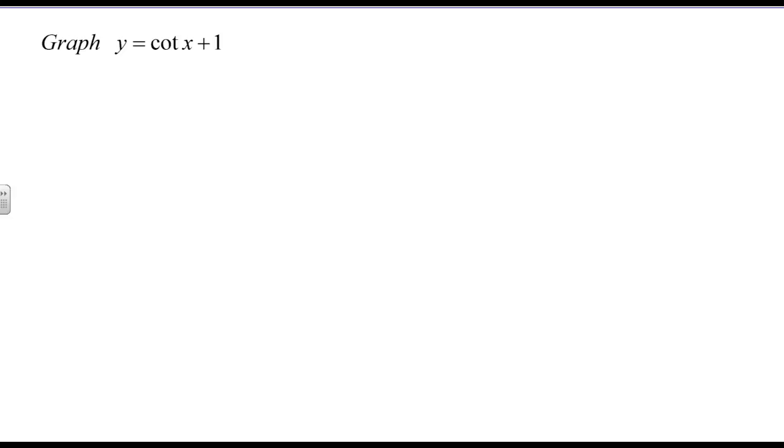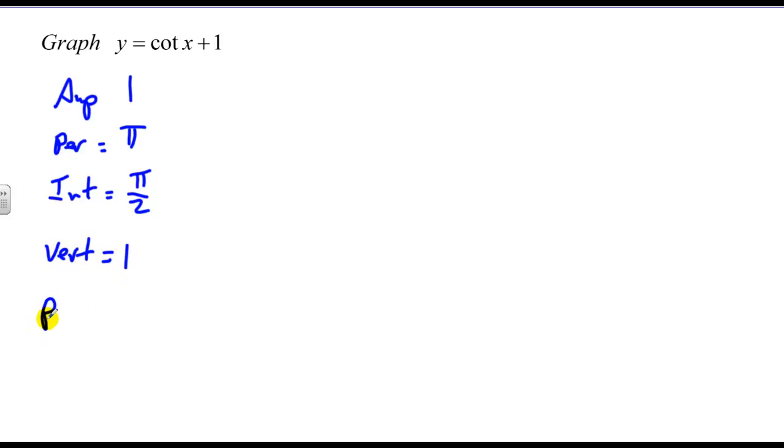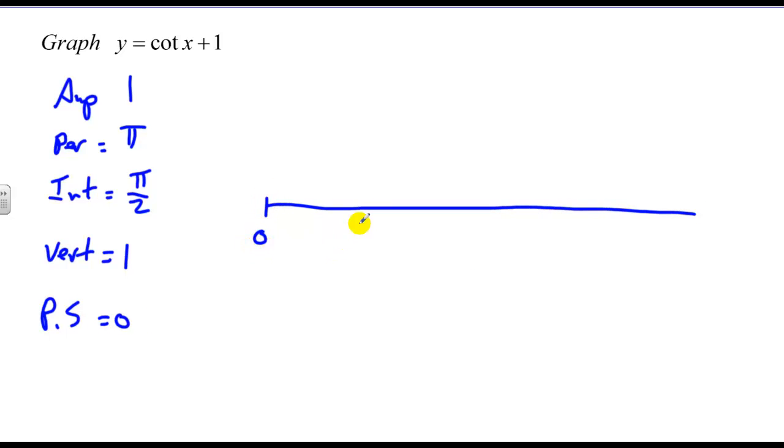Cotangent graph with, again, a vertical translation. Amplitude is 1, period is equal to pi since it's cotangent, intervals are pi over 2 since I divide by 2 instead of 4 in this case, and vertical is 1. Phase shift doesn't exist. I'm going to graph 1 period of this. So normally, we start here at 0, go to pi over 2, then pi.